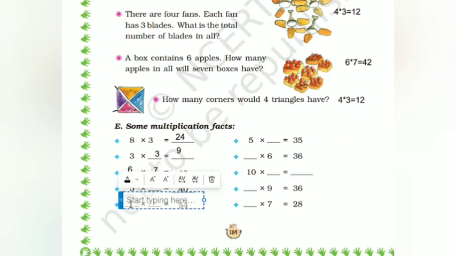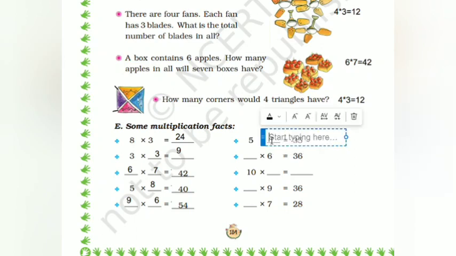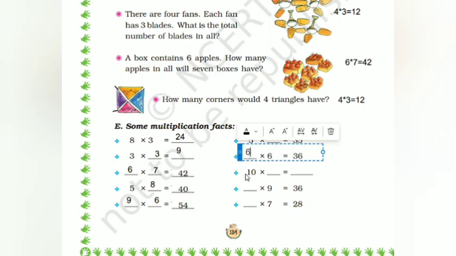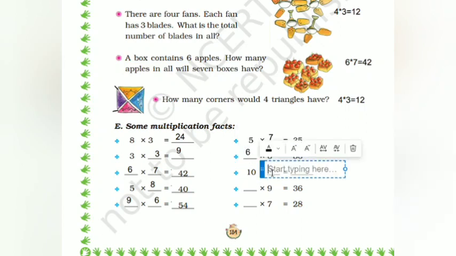9 into 5. 9 times 5 is 45. 9 times 6 is equal to 54. 5 times 7 is equal to 35. Then here 6 times 6 is equal to 36.